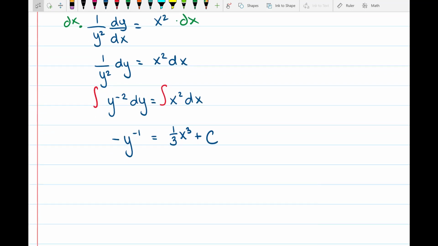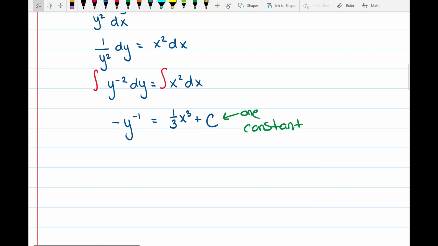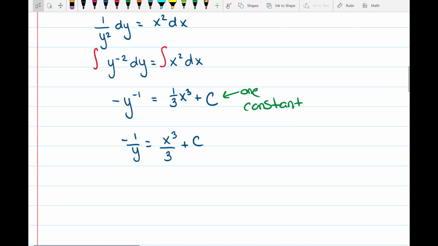Now remember from previous classes that we only need a plus c on one side of the equation. So we only need one constant. If you want to write plus c on both sides, that's fine, but they'd be different c values, and so you would add them together and you would just get one constant. So now we're going to write this so it's a little neater. And so this is going to be negative 1 over y is equal to x cubed over 3 plus c. This right here represents our general solution.